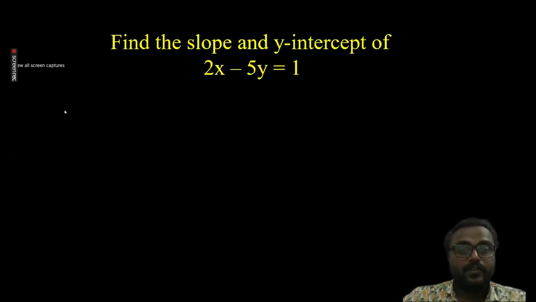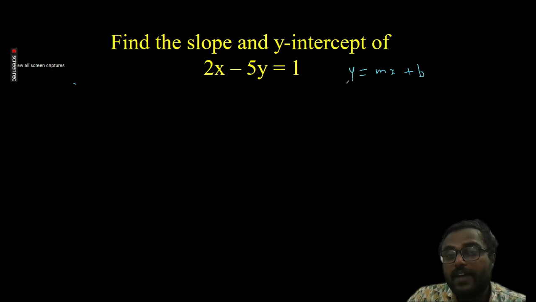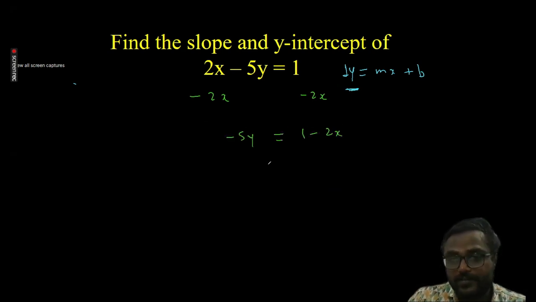So here, the question is a bit twisted. Find the slope and the y-intercept of 2x minus 5y is equal to 1. We have the slope-intercept form y is equal to mx plus b, so y should be on the left-hand side and its coefficient should be 1 only. But this is not the case here. So what will I do now? I'll subtract 2x from both sides. What do I get? -5y equal to 1 minus 2x.